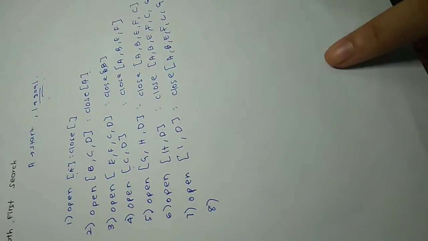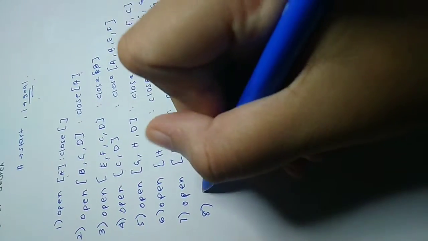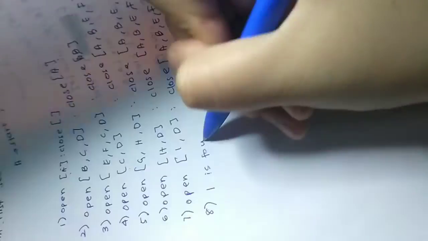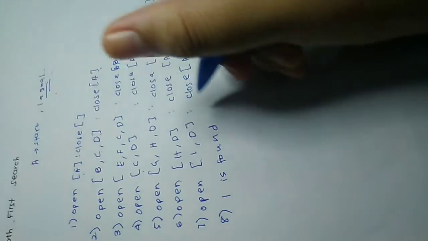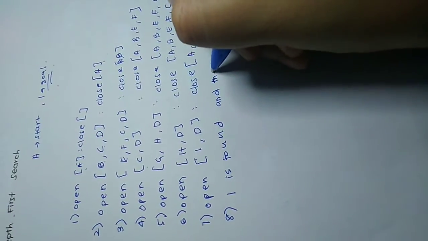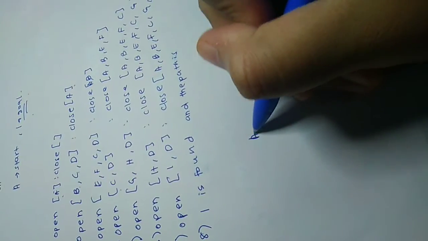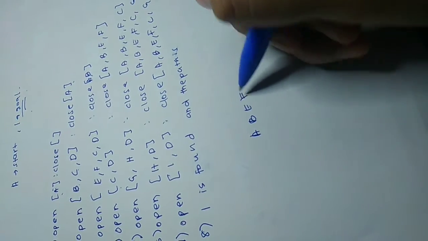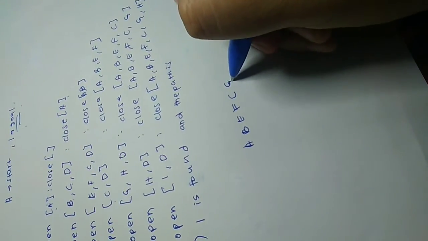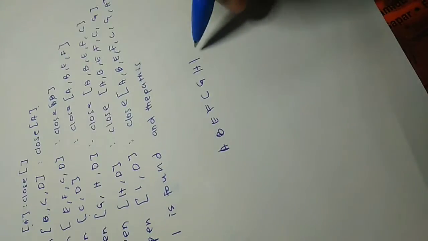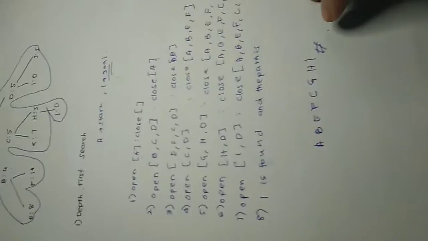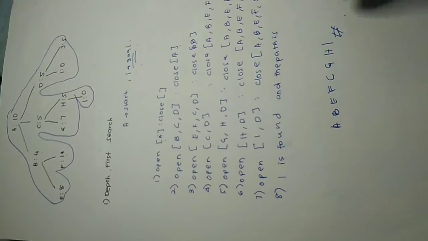And then number 8, the last step, you can basically write down I is found, and the path is basically everything here, and write down the I also. So it's going to be A, B, E, F, C, G, H, and then I. This is the final answer that you will get. That's all for depth first search.